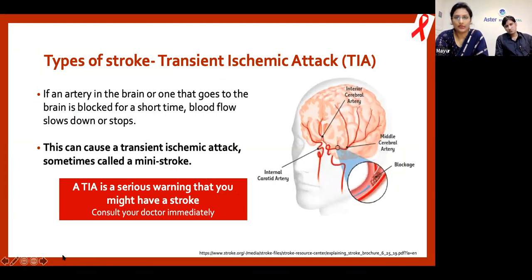Now, there's another thing we should know about, which is called a transient ischemic attack, or TIA. In simple words, we can call it a mini stroke. What is a mini stroke? It means that transiently, the patient may have some symptoms, let's say numbness or slurring of speech, which recover in a few minutes or hours, and then the patient is completely normal. Many people ignore this. They think, maybe I was just tired or something. But this is a serious warning sign that there may be a future stroke. So a TIA, a mini stroke, has to be taken as seriously as a stroke.